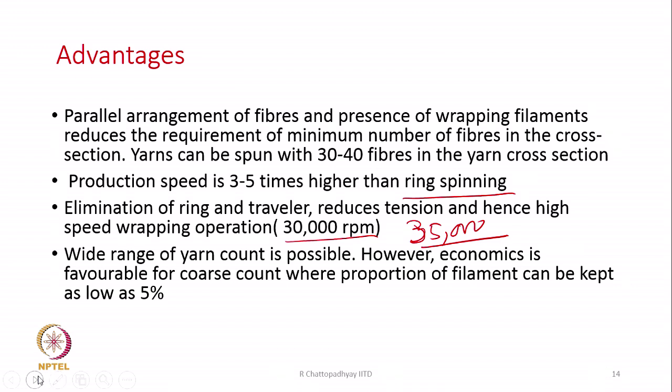Wide range of yarn count is possible, not really too wide in that sense. We can go up to 24s at the most, but coarse yarn can be produced, and up to 20s count can be easily produced. But economics is favorable for coarse count, where proportion of filament can be kept as low as 5% or 4% or 3%. That is the type of filament percentage that we keep in the yarn.